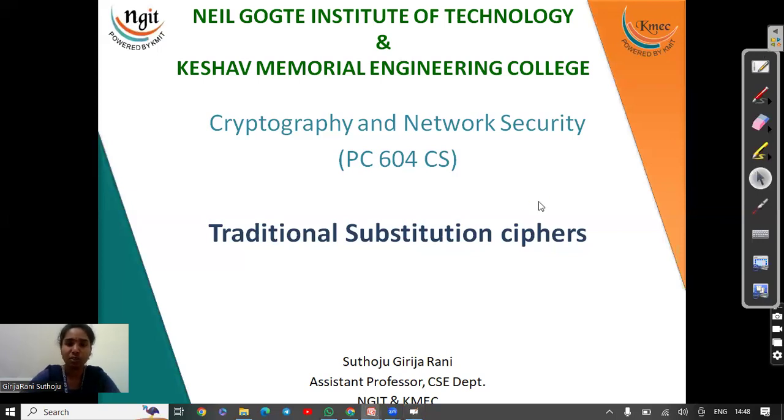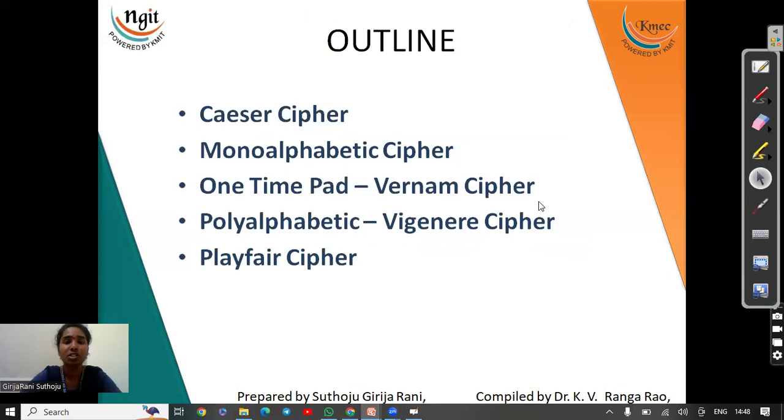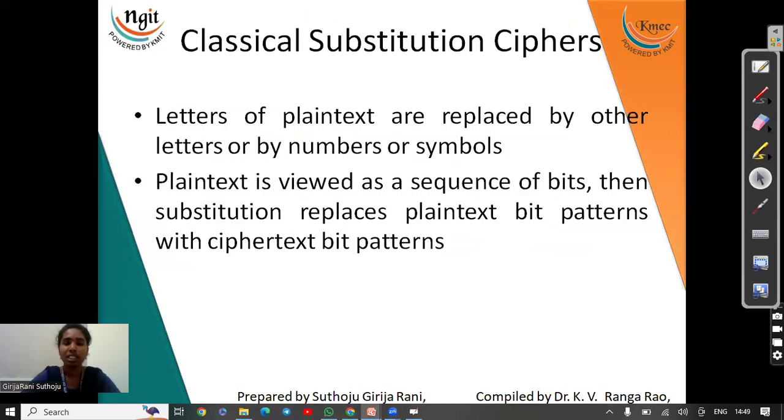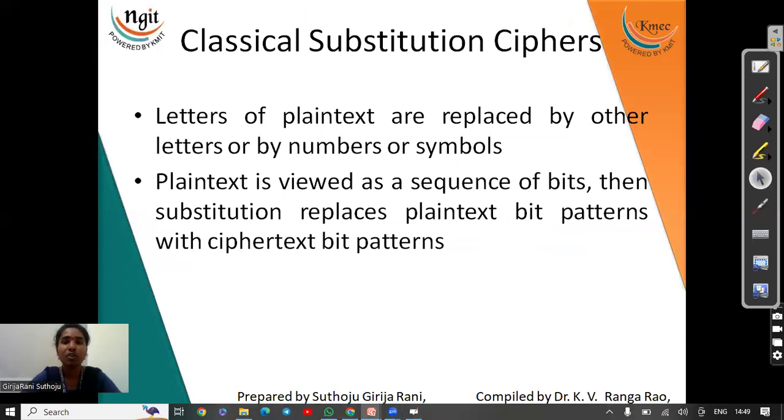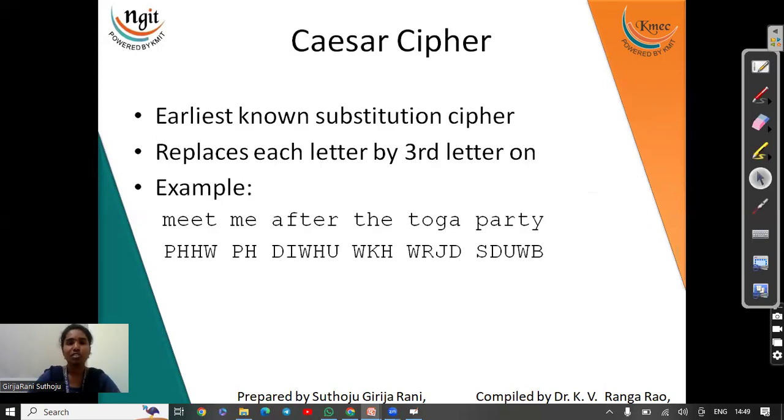Now, in this section, we are going to see some of the substitution ciphers. Especially in this video, we are going to cover Caesar cipher, monoalphabetic, and one-time pad. In the next video, we are going to go with the Vigenère cipher, which is a polyalphabetic, and the Playfair cipher. Now let us start with the substitution ciphers. As the name indicates, we are going to replace with some other symbols, letters. Let us start with the first type of substitution cipher, which is called the Caesar cipher.